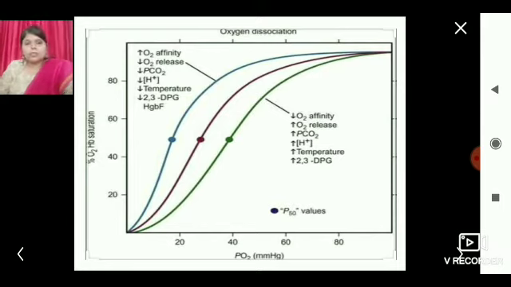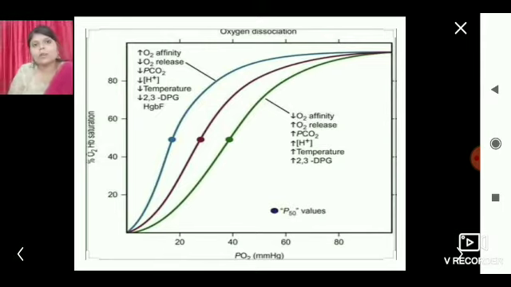the increase in the partial pressure of carbon dioxide, increase in the ionic concentration, increase in the temperature, and increase in the 2,3-diphosphoglycerate, again it is going to result in shifting the graph towards the left-hand side. Okay, these are the factors that affect the normal graph, tilting it towards the left or the right-hand side, depending on the situations and the conditions.